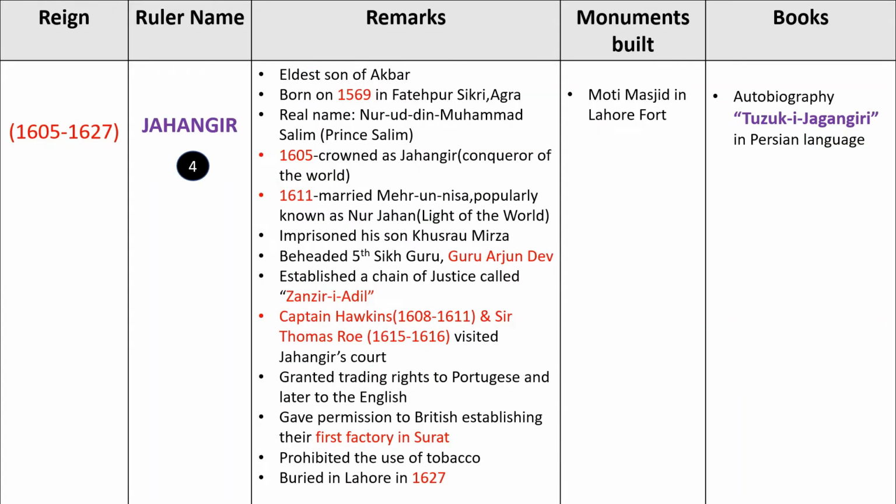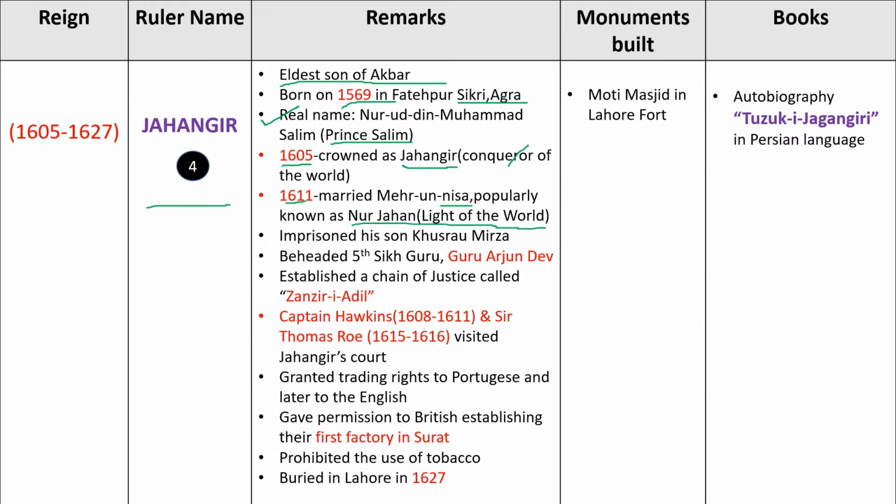Then after the death of Akbar, Jahangir, Akbar's eldest son, came into power. He was born in 1569 in Fatehpur Sikri, Agra. His real name was Nuruddin Muhammad Salim or Prince Salim. In 1605, he crowned himself as Jahangir, that means conqueror of the world. In 1611, he married Mehrunnisa, popularly known as Noor Jahan, light of the world.